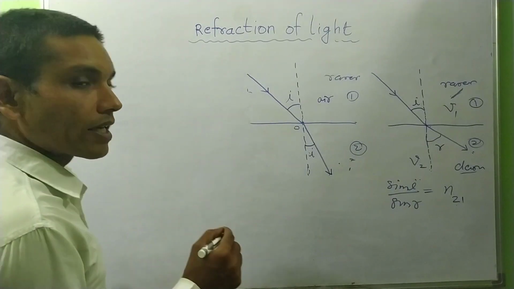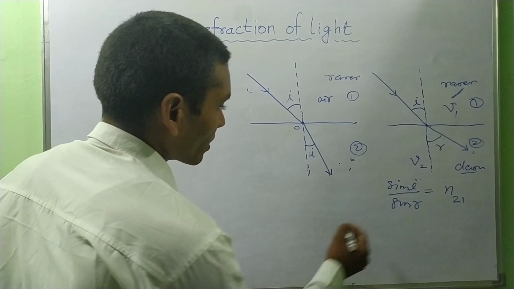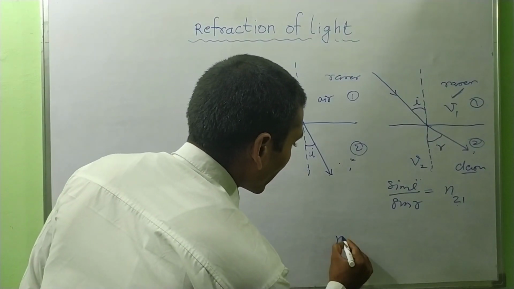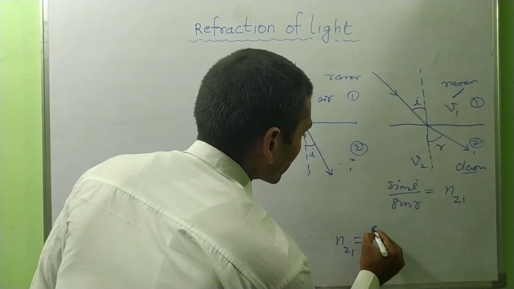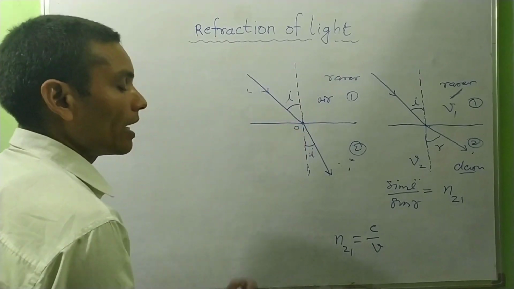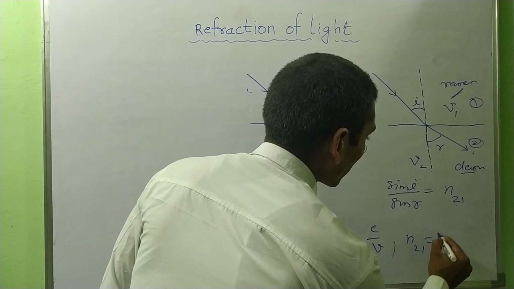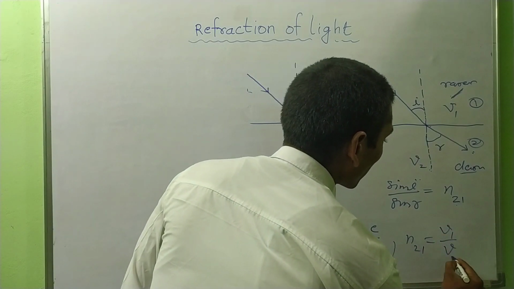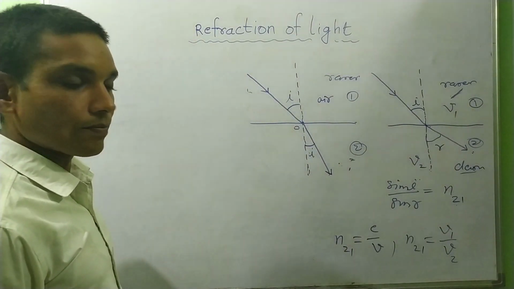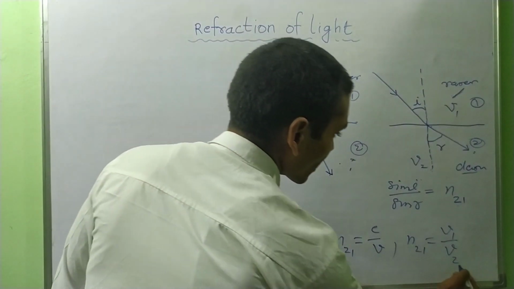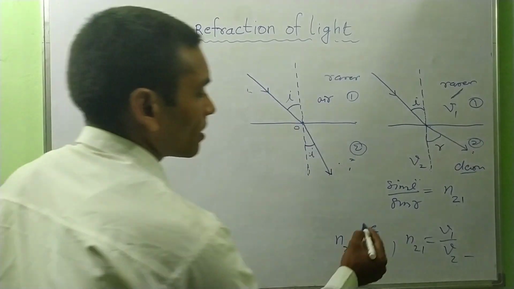Now, the absolute refractive index is n equal to c upon v, and the relative refractive index is n21 equal to v1 upon v2. Okay, this is the relative refractive index.